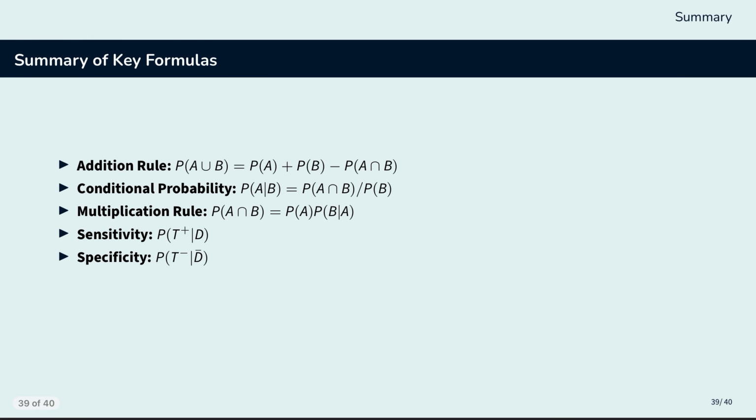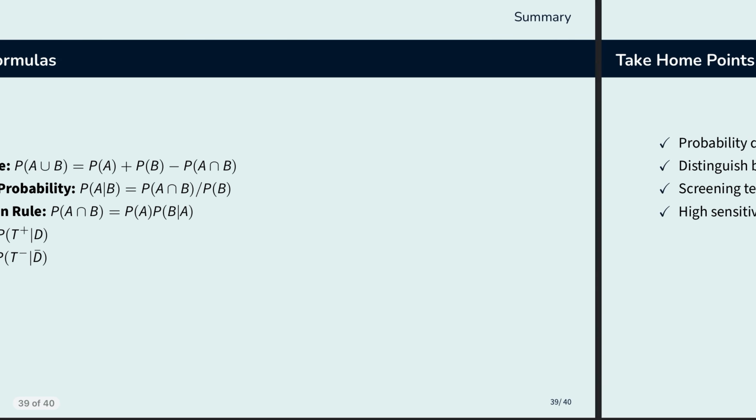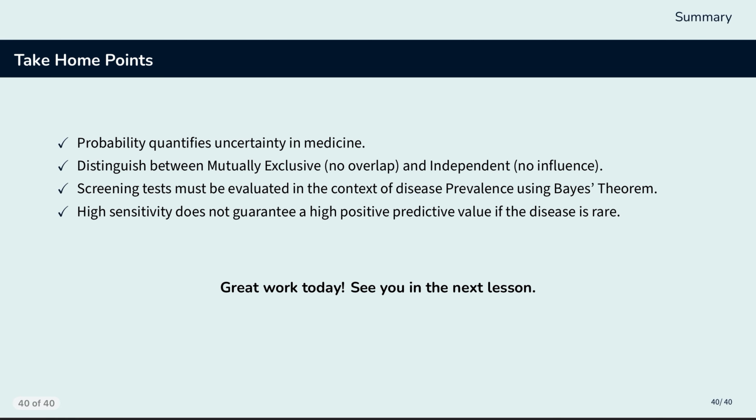So in summary, these are the key formulas that we have used in this lecture today. These are the take-home points. Probability quantifies the uncertainty in medicine. We distinguish between mutually exclusive and independent events. The screening test must be evaluated in the context of disease prevalence using Bayes theorem. And high sensitivity does not guarantee high positive predictive value if the disease is rare.